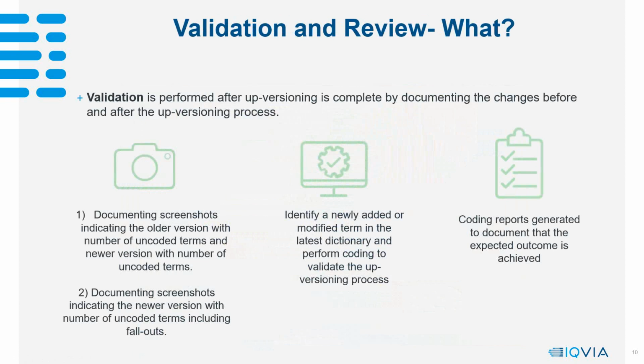Next would be to identify a newly added or modified term in the latest dictionary. So we have to identify any new term or any changes that have been done to a previously existing term in the latest dictionary, and we have to perform coding post the dictionary upversioning process is done. This is done to validate that the process has been successful, right? Because the newly added term would only be available in the latest dictionary version and not the previous one. So that's just one more step of validating the whole upversioning process.